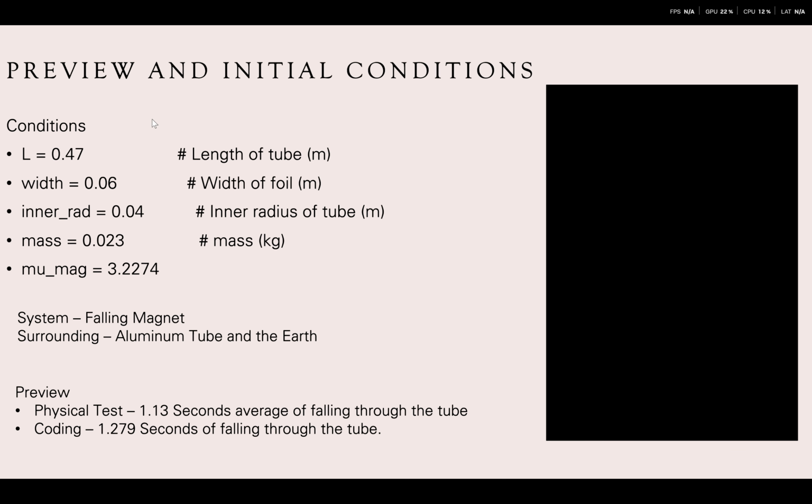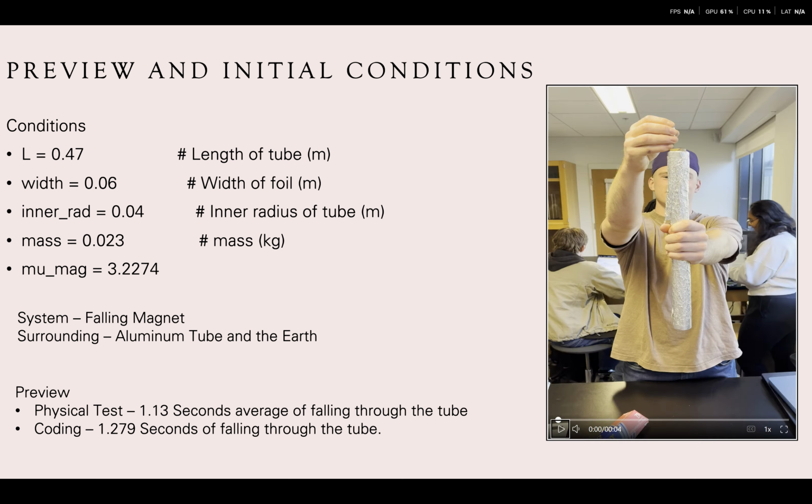So we have our preview and initial conditions. This is what our tube looks like. Our system is a falling magnet. Our surroundings are the aluminum tube and the Earth. That's our preview. This is a video of us dropping it.